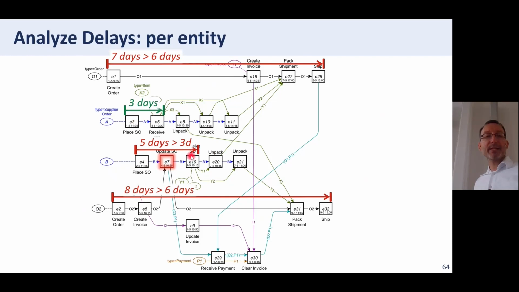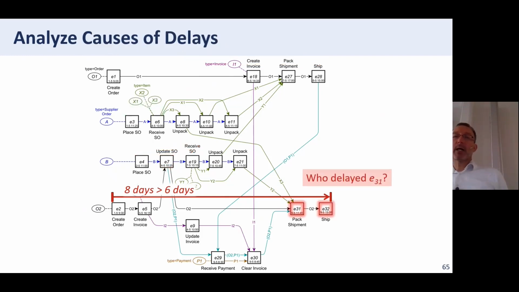This took 5 days, but I had to update my supplier order because I made a mistake. So this is probably at fault for having this delay there. But this is just 5 out of the 8 days. So what else was going on? So let's see whether we can understand why we did not ship within the 8 days.